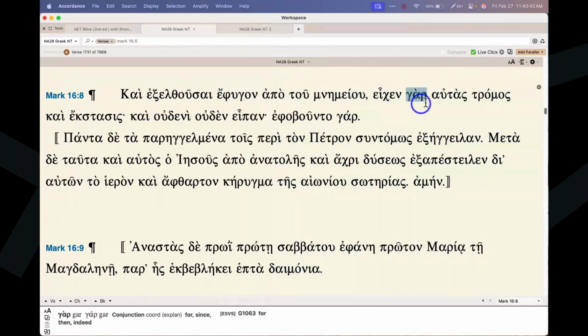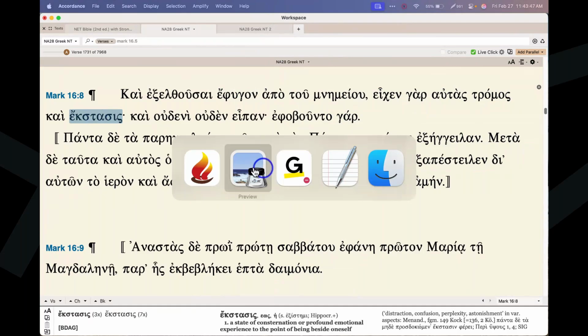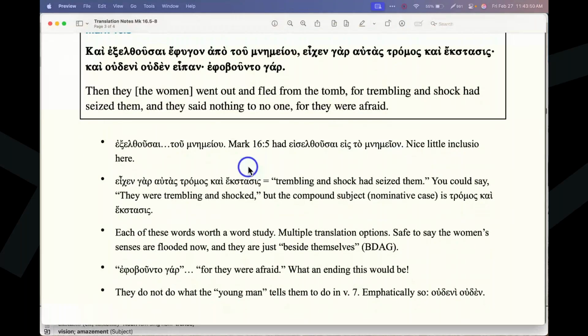So you'll see different options here for that. It's worth looking at each of these words more fully. Tromos, kai, ekstasis. I haven't put a whole lot here by way of notes, except maybe just a placeholder note that these are worth studying. And they're really words that go together, but they are two separate words. It's possible that two words could have this kind of combined intensifying effect, and maybe you have one really good word that captures both of them. I'm just translating each word as best I can here. But the general feel, and we'll talk in a minute more about these words, is that their senses are flooded now. They are just completely overwhelmed.